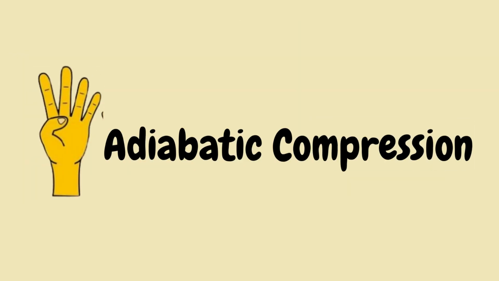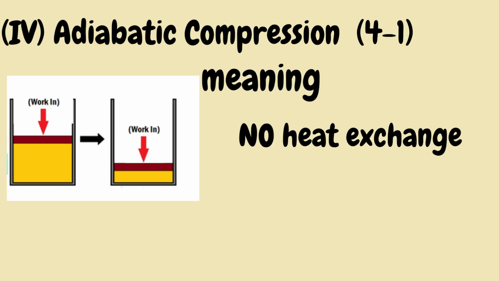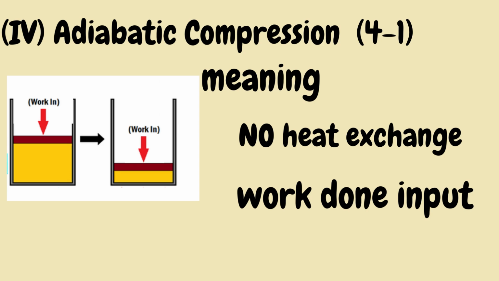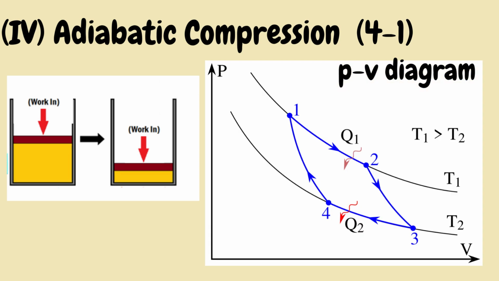4. Adiabatic compression. The system is again insulated. The gas is compressed without heat transfer. The temperature rises from TL back to TH. This completes the cycle and returns the system to its initial state. On the PV diagram, the curve is again steeper than the isothermal curve. Volume decreases and pressure rises sharply.